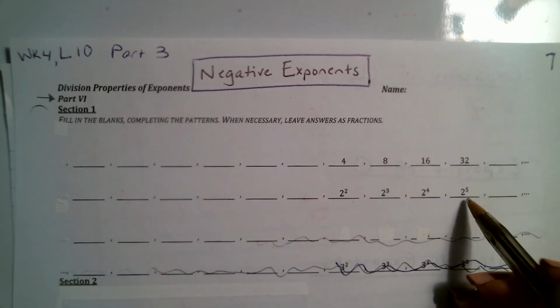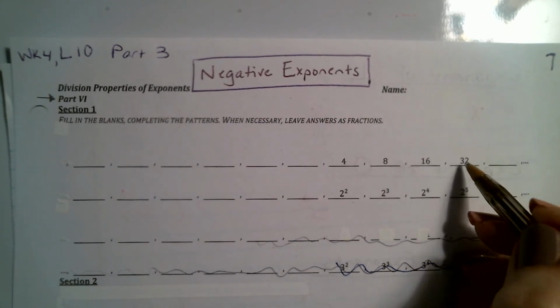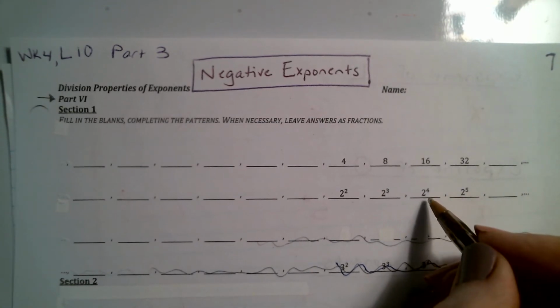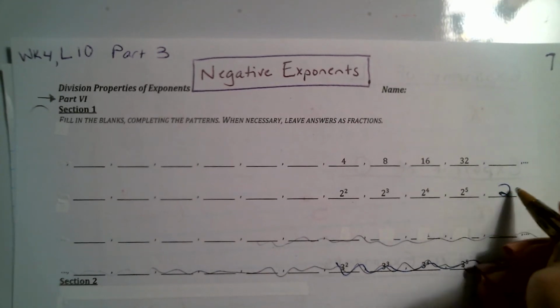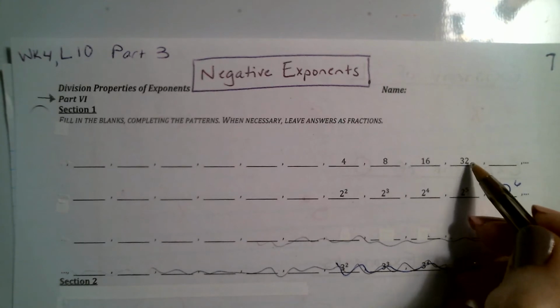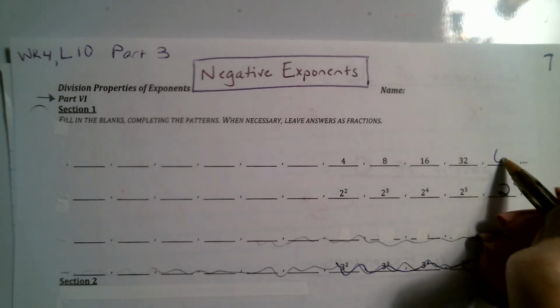Where we've got 2 to the 5th. If we evaluate it, it's 32, right? 2 to the 4th, 16. What would go here? 2 to the 6th. It's like taking this and multiplying it by 2 one more time, right?